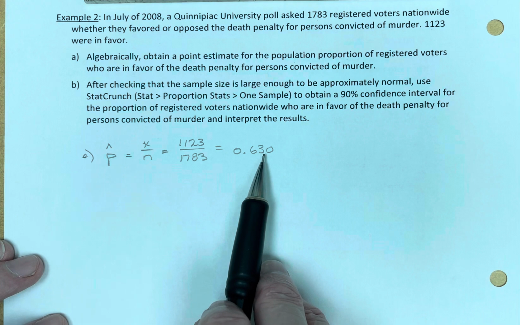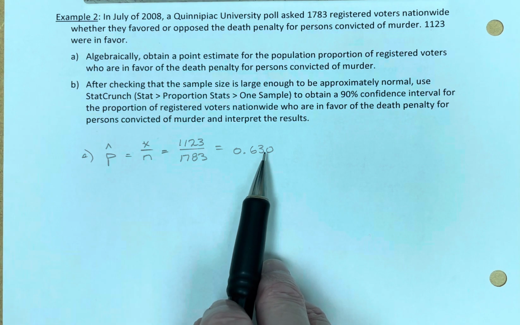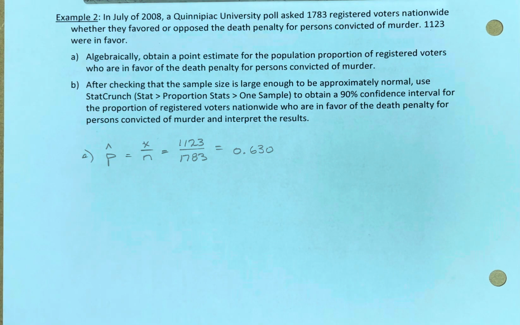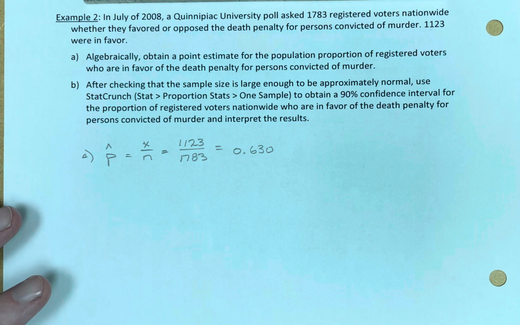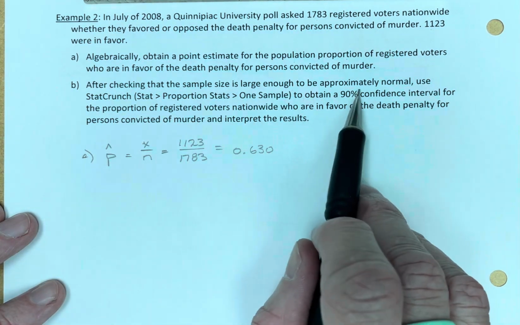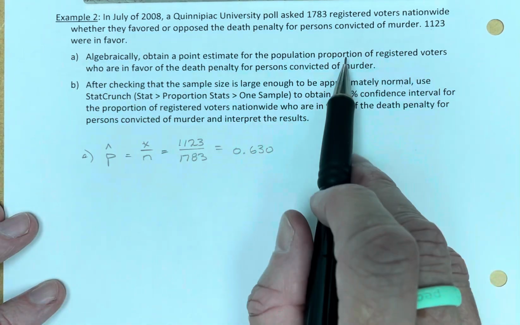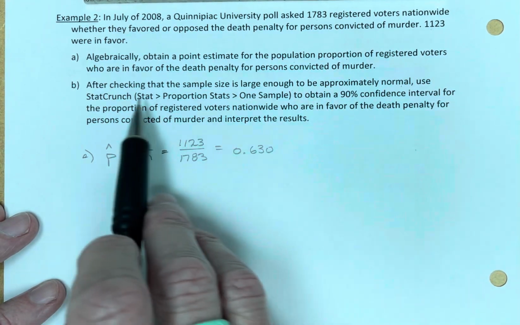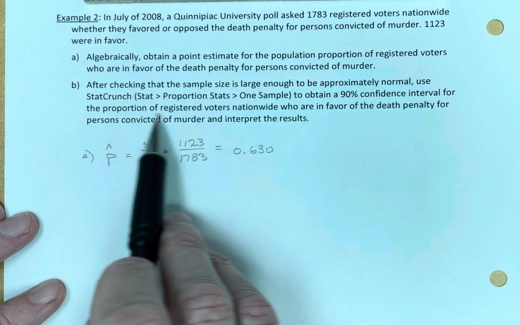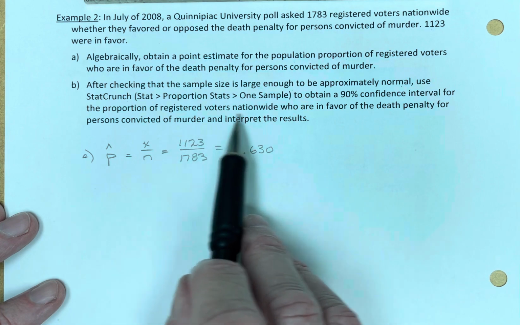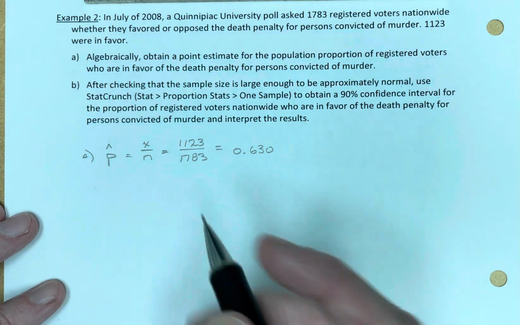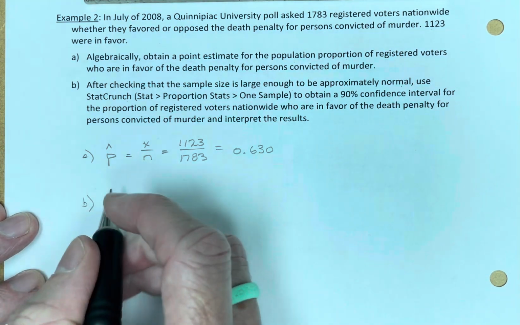Okay, but we don't know. This is based upon a sample. So we're going to construct an interval around it to say that we're a certain percentage certain that it's between this number and this number. After checking the sample size is large enough to be approximately normal, because we're not told it's approximately normal, we need to check that. We're going to use StatCrunch to obtain a 90% confidence interval for the proportion of registered voters nationwide who are in favor of the death penalty, and we're going to interpret these results. So let's check our sample size.